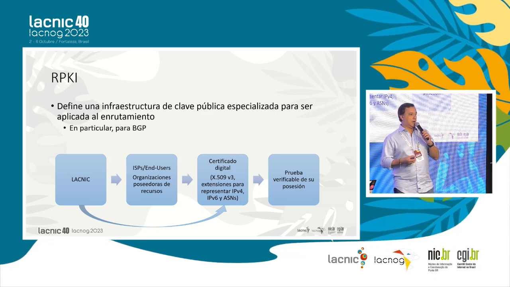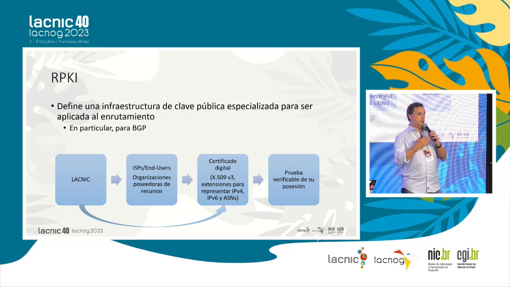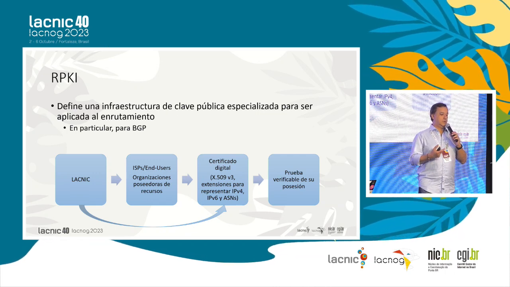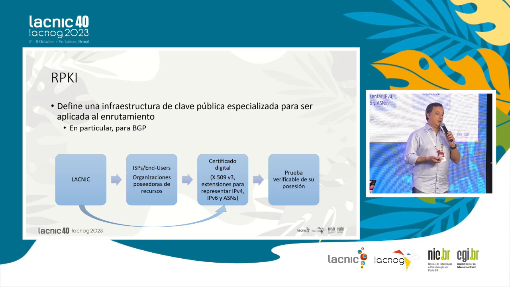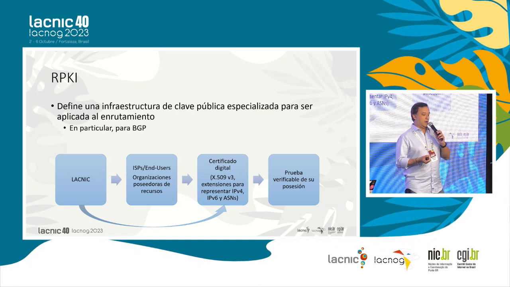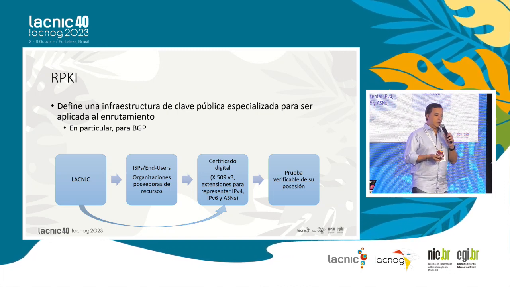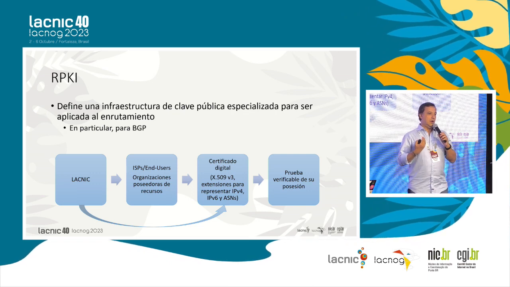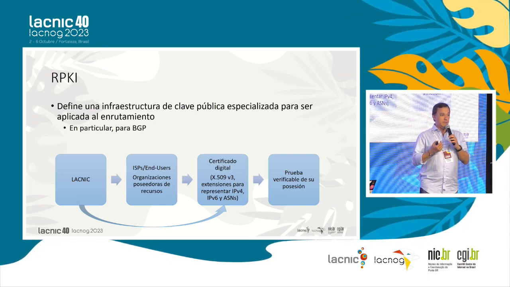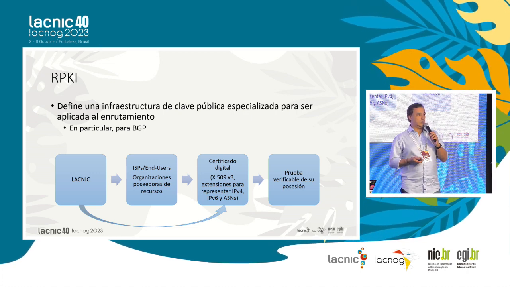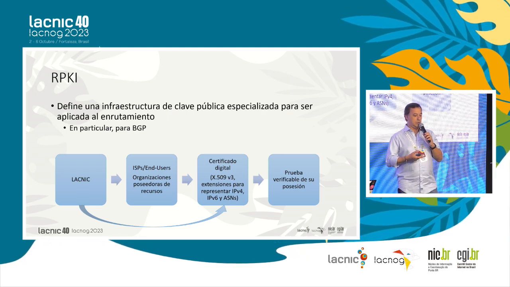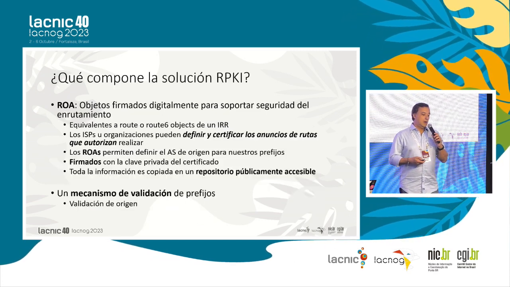Here we have a different model. LACNIC, or the regional registries, deliver addresses or resources to the users, to the operators, or to the end users. Then, in addition to giving them resources, they can also provide a digital certificate that demonstrates that that organization has those resources. In that way, the organization which is assigned resources by the registry has a way of authenticating that it is the owner of those assigned resources, and it will be the only organization that will be able to generate and sign objects that affect those resources.